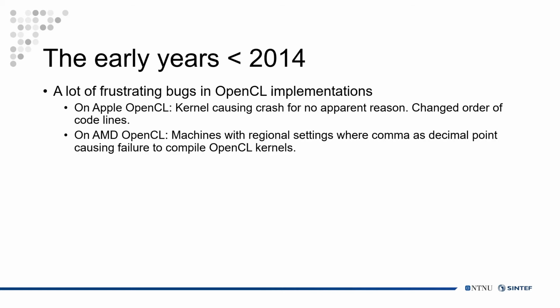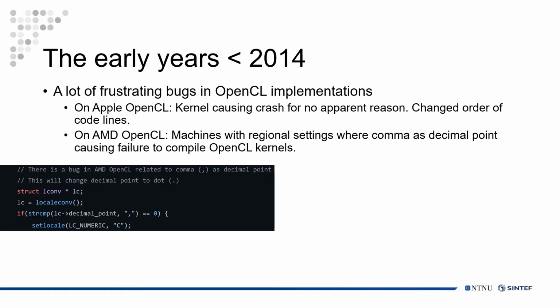Another curious bug was on AMD OpenCL, in which machines with regional settings where comma is used as a decimal point instead of the dot, which is the case in Norway where I'm from. Of course, we don't use comma as decimal point when we are programming, but the AMD OpenCL compiler for some reason crashed when building OpenCL kernels because it was unable to parse floating point numbers.